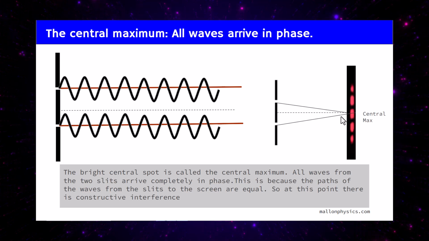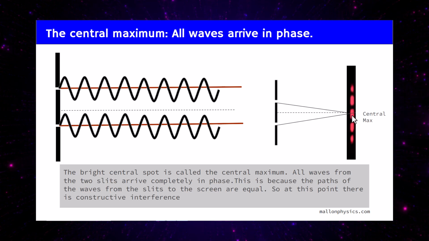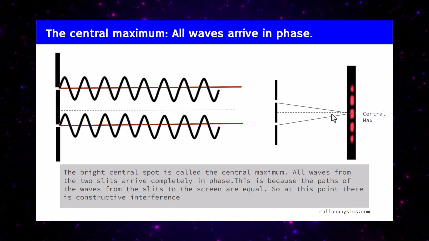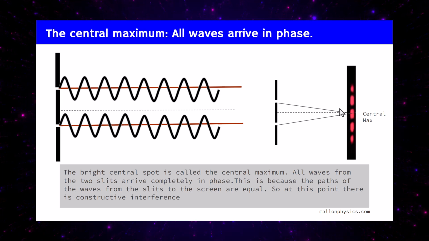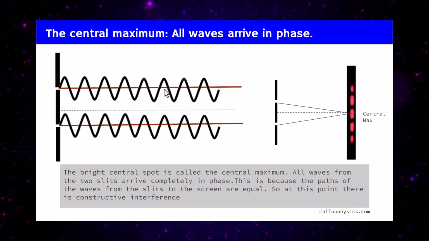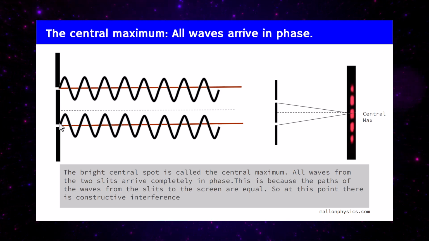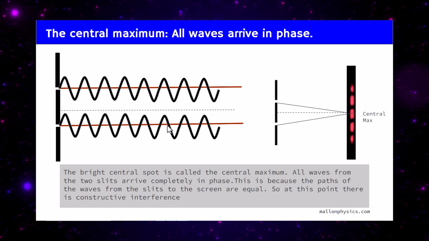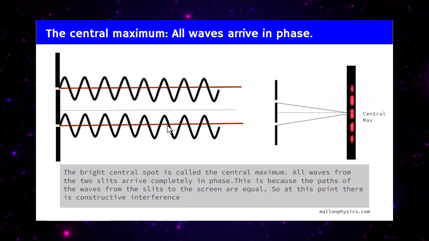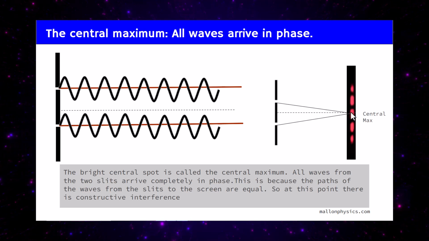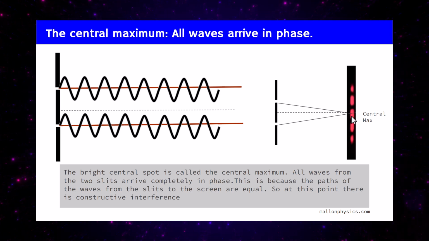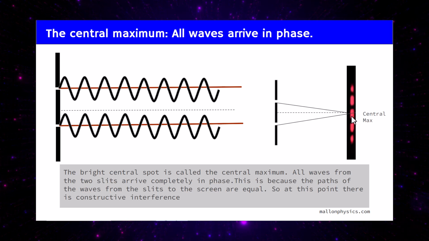Now, the reason why we get a bright central point is that the waves from this one arrive here and the waves from this one arrive here, and there is no path difference. So when the waves arrive, the peak of one wave from the first slit and the peak of the other wave from the second slit arrive in phase, which means peak meets peak, trough meets trough, so you get constructive interference. So you get a bright spot at the central maximum. And that's why it's called the central maximum, because it's the brightest part in the centre of these displays.